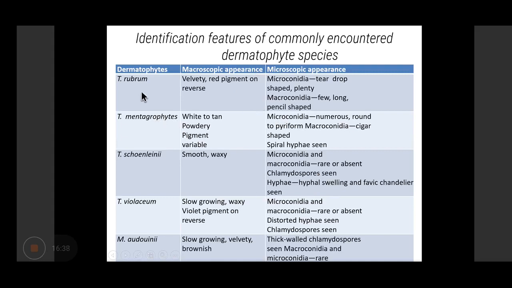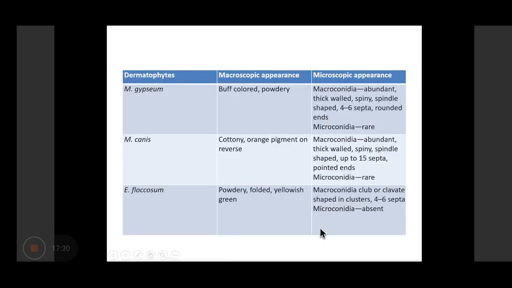These are the various species of dermatophytes, like T. rubrum, that is Trichophyton rubrum. Important is that it produces a red pigment on the reverse. The microconidia in T. rubrum are teardrop shaped, and the macroconidia are long and pencil shaped. In Trichophyton mentagrophytes, we see white to tan powdery growth, and here you may find spiral hyphae. The macroconidia are cigar shaped, and the microconidia are more round or pyriform. If it is teardrop shaped, it goes towards T. rubrum, along with the pigment. If it is more round, then T. mentagrophytes. So we identify these species.